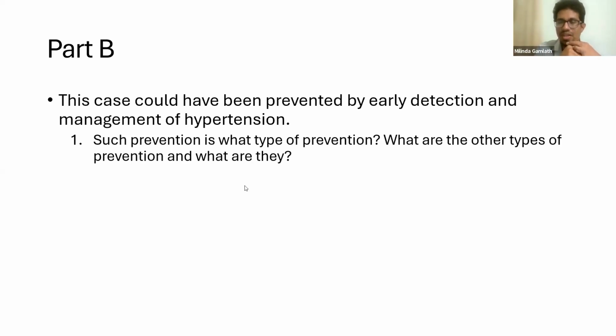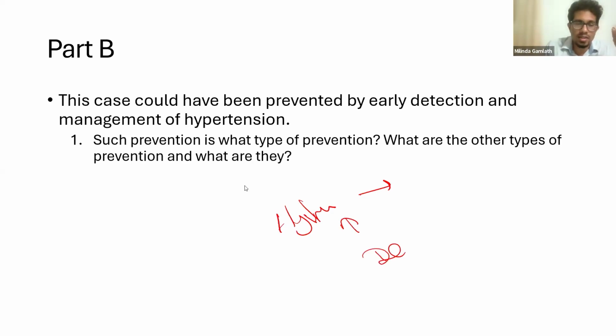Secondary, right? So if you detect diseases in their early stage and you take action to manage those diseases, that is called secondary prevention, right? So hypertension, once established, it doesn't go away. You can't cure hypertension, it's always there. So what you can do is detect it early and manage. So that is secondary prevention, right?